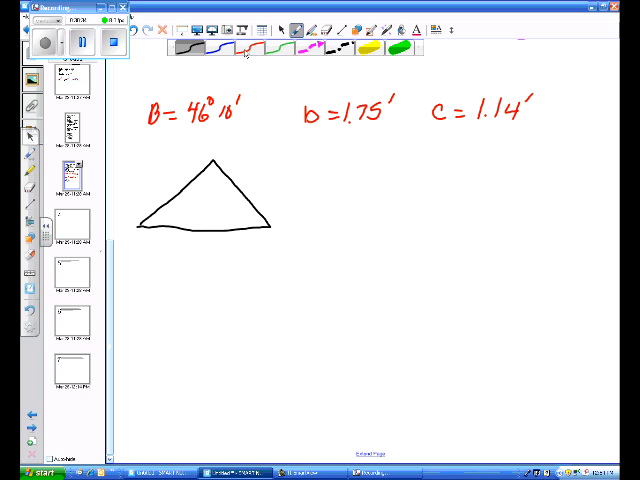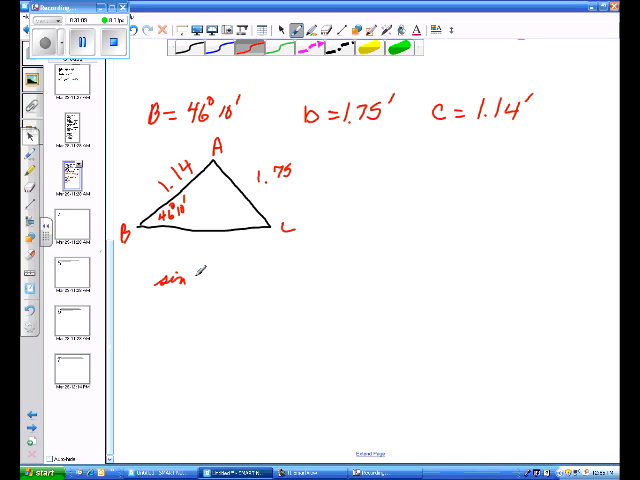It's not too bad. Okay, angle B, A, C. So B is 46 degrees, 10 minutes. Side B is 1.75. And side C is 1.14. Okay, we have two sides and an opposite angle, so this is the ambiguous case, so we'll set it up.